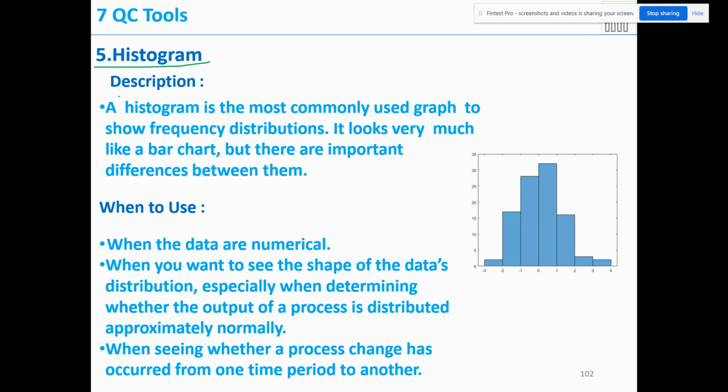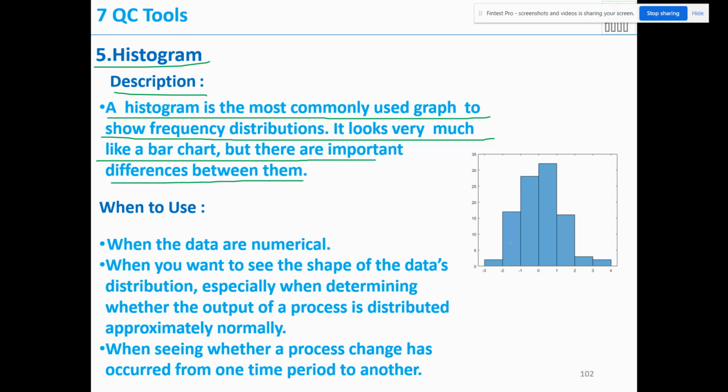Histogram. A histogram is the most commonly used graph to show frequency distribution. It looks very much like a bar chart, but there are important differences between them. It shows the frequency of each particular dimension measured, and in ascending or descending class intervals, we can see the pattern of distribution in the histogram as well.